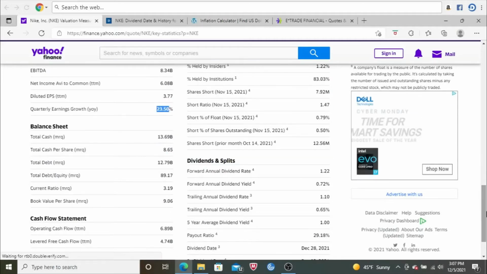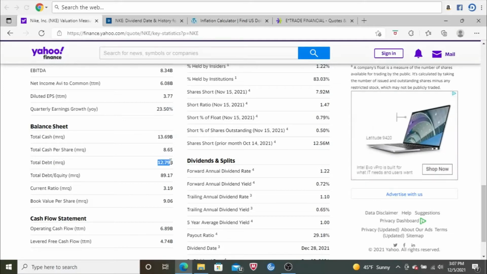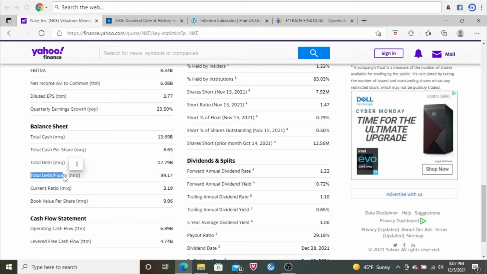Next I look at here would be the total debts. I want to know how much debt a company has. Too much debt is never good. And we got just under $13 billion in debt. Now it's a lot of money, but to tell if that's a lot of money for Nike, you look at the total debt to equity ratio.